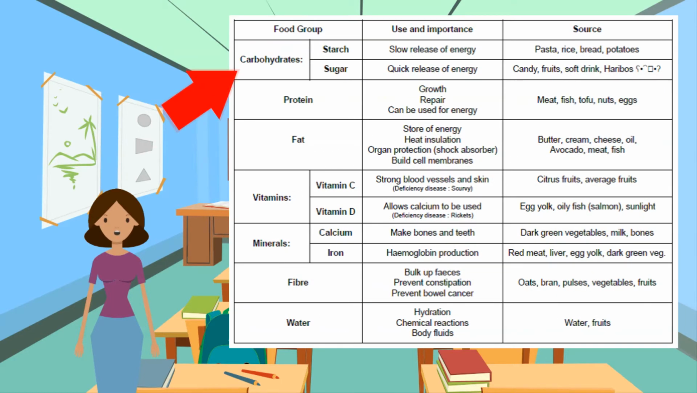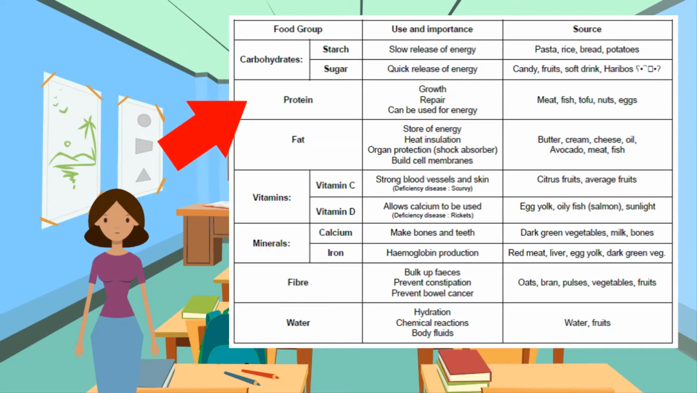Firstly, carbohydrates. These are starch and sugar. Starch is used for the slow release of energy. It is found in pasta, rice, bread, and potatoes. Sugar is used for the quick release of energy. It is found in candy, fruits, and soft drinks. This table can be downloaded from the link in the description.